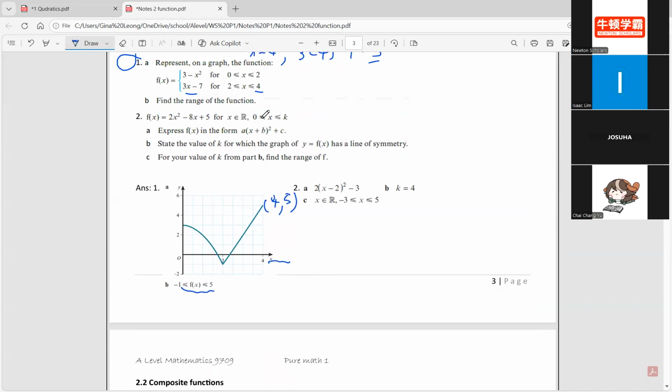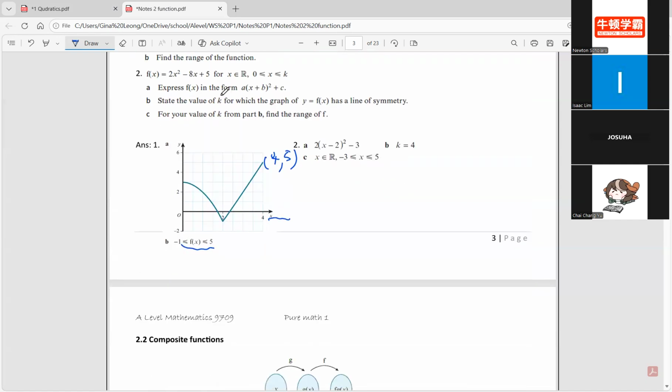This one, question 2, you can try. Or if you cannot get, then you let me know. It's almost the same thing. Once you get your completing the square, after that you are able to get your symmetry line. Symmetry line is actually the minimum point x value.